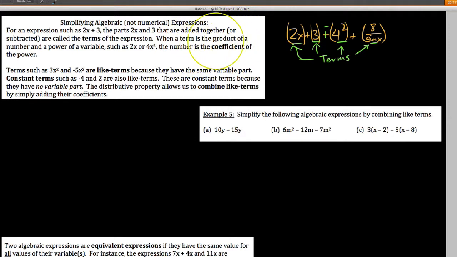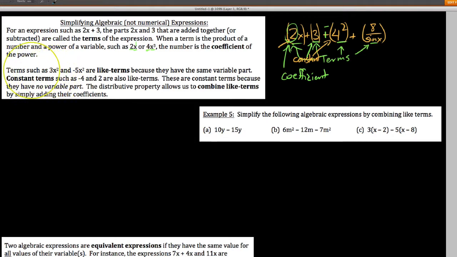A term is the product of a number and a power of a variable. What we mean is the product of a number out front and a variable, or a variable power, like 4 times x to the third, or maybe 2 times x, or x, that's x to the first technically. We say the number is the coefficient of the power. So over here, this 2 in front of the x would be referred to as the coefficient of the variable. The 3 here has no variable, so we say that this is a constant term. And this 4 here would also be a constant because it has no variable.